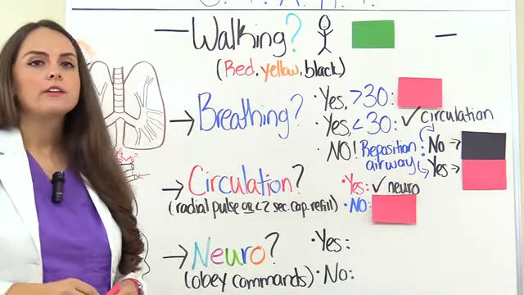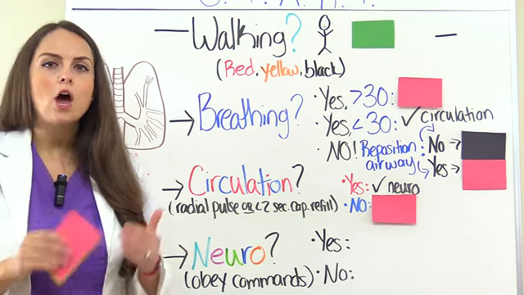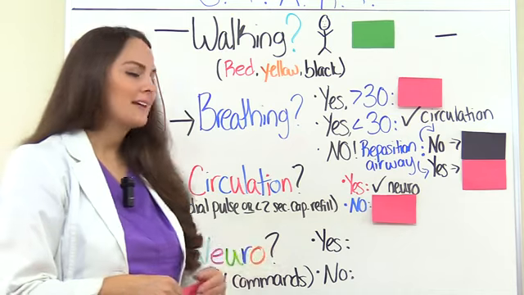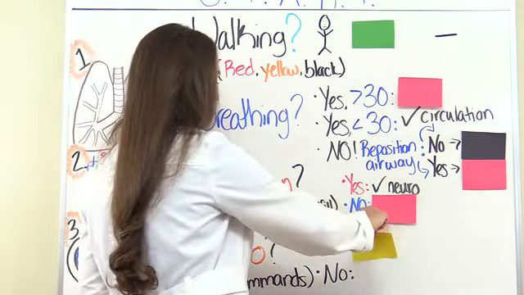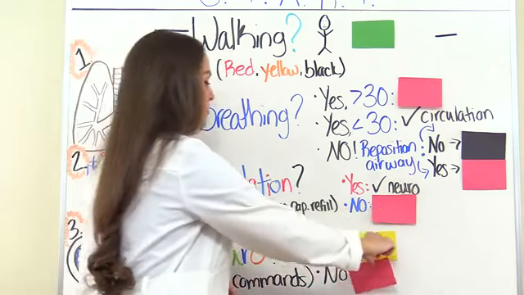Then lastly, we're going to look at their neuro/mental status. And what you're doing with this is you're seeing if they can obey or follow your commands. So let's say that yes, they can do that. Well, we're going to tag them yellow. If they cannot do this, they would be tagged red.